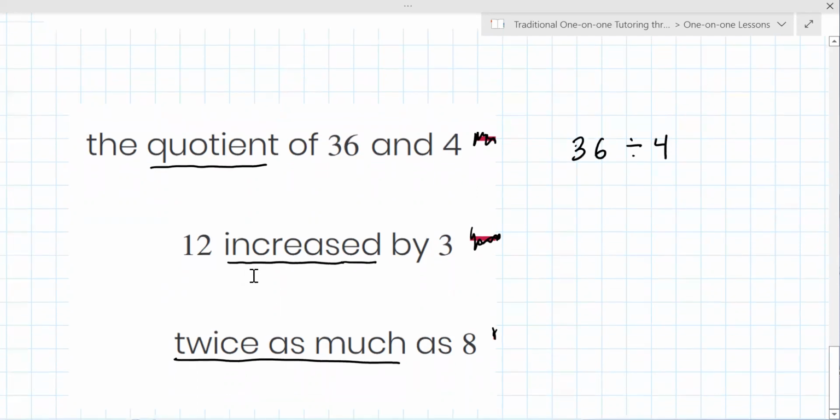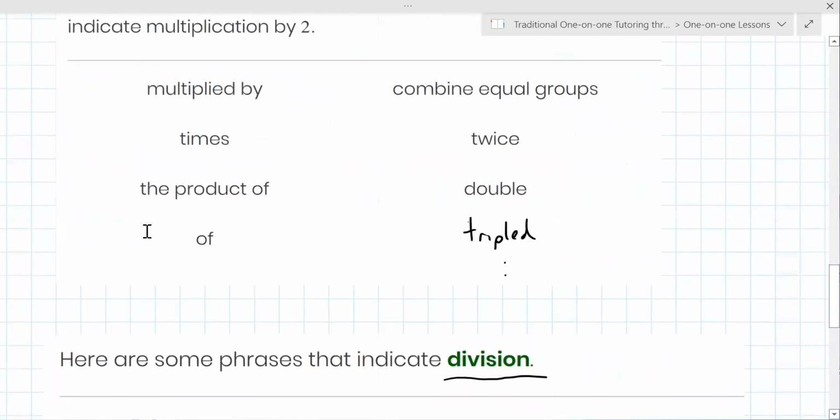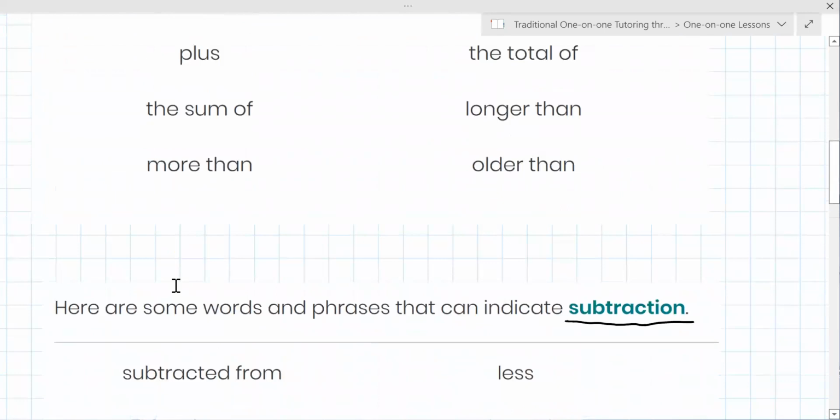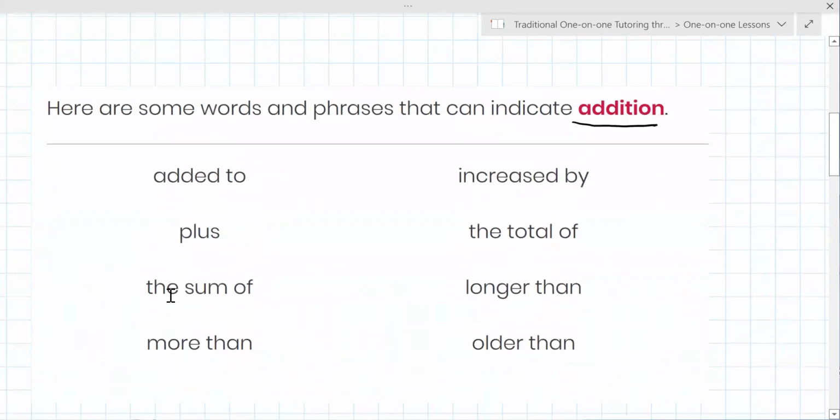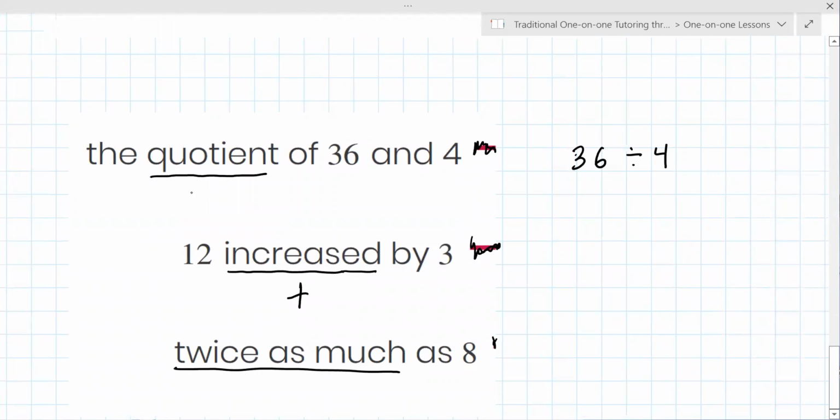Okay. And then increased by, let's go find increased by. Do you see increased by in here? No. Okay, I don't either. How about here? No. How about here? Increased by, no. We see decreased by. So how about here? Is there an increased by for addition? Yes. There we go. Good. So that's addition. So it's 12 plus 3.